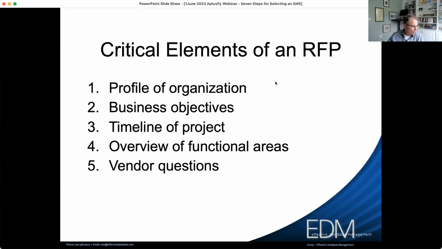Fifth section then is what I call vendor questions. And so these are, again, not your functional needs, which we'll talk about next, but questions about the vendor themselves. How long have you been in business? How many staff do you have? How many clients do you have? Do you offer any other types of software besides the one that you're going to be selling us?